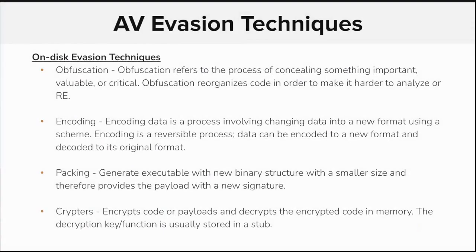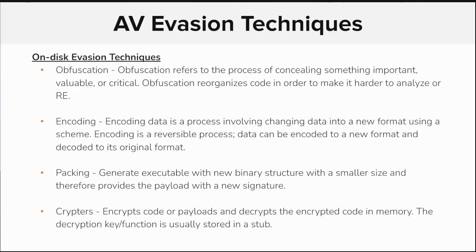So number one, in terms of on-disk evasion techniques, we have obfuscation. Obfuscation refers to the process of concealing something important, valuable, or critical. What obfuscation does is reorganize code in order to make it harder to analyze or to reverse engineer.